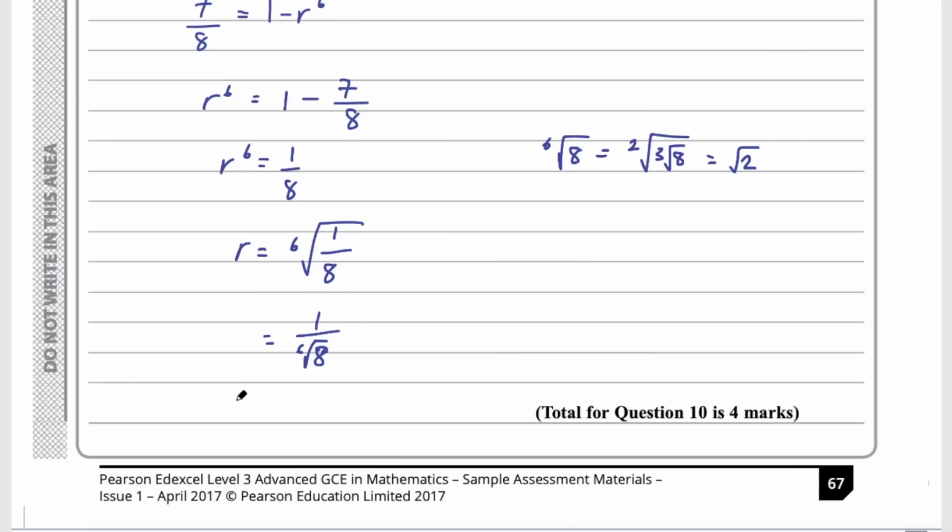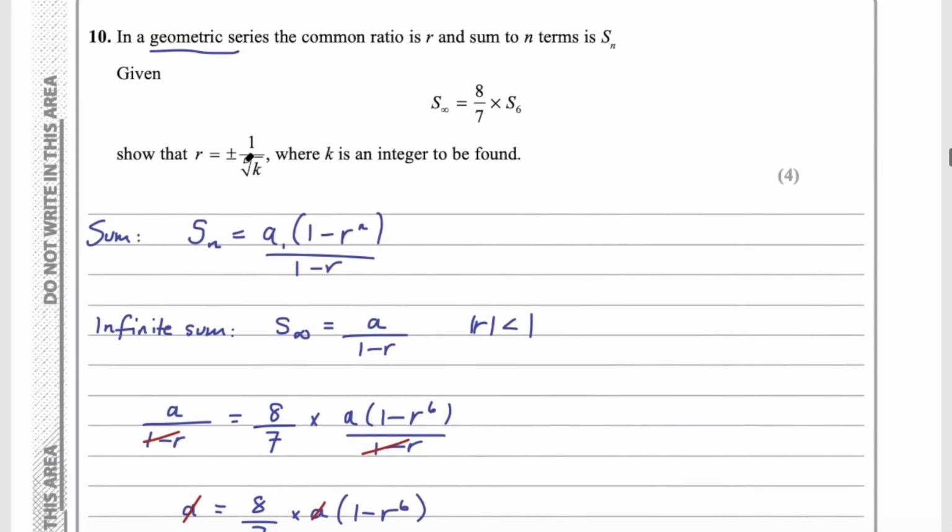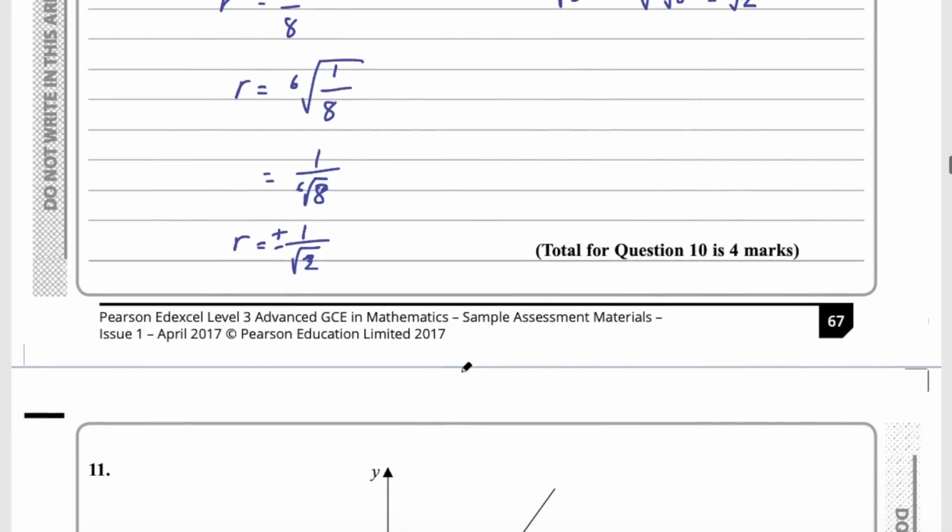So after all of that working out, we get r equal to 1 over the square root of 2, and we also need that plus or minus in there. Because we had an even power, so r could have been a negative or a positive number. If you go back to this step here, if we say that r to the power 6 equals 1 over 8, this could be a negative 1 over square root 2 or a positive 1 over square root 2, and you still end up with a positive 1 over 8. So we need to add that positive and negative sign in the answer. And going back to the question asking us to show that r is plus or minus 1 over root k, we need to write k, so k is equal to 2.